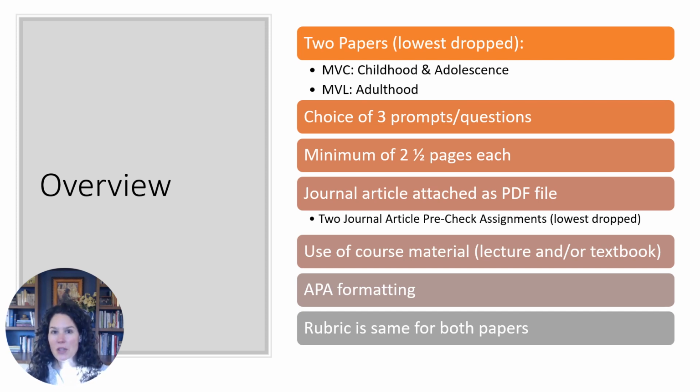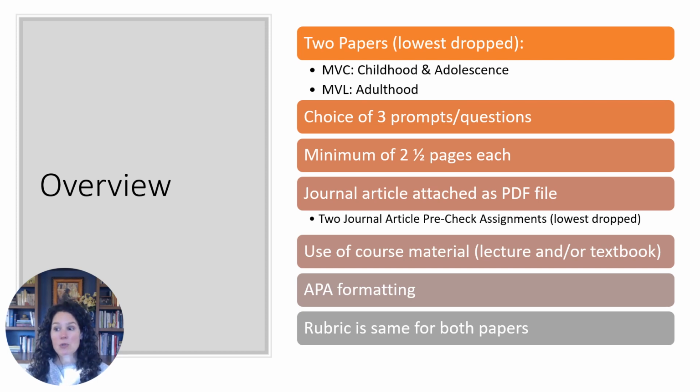This is a challenge, I think, for many students to get a source that meets our requirements of an academic peer-reviewed journal article. So that will happen a few weeks before that. You'll have your journal article pre-checked. And again, you're attaching it as a PDF file, not just a link, because most of the time we can't open those links. So the library guide will show you how to get a PDF file.